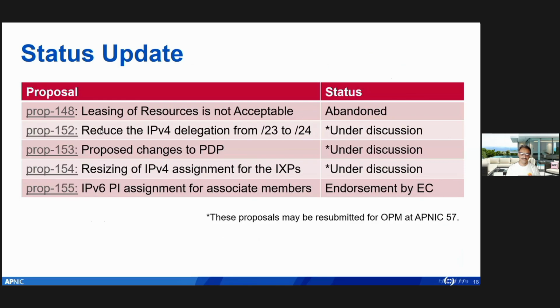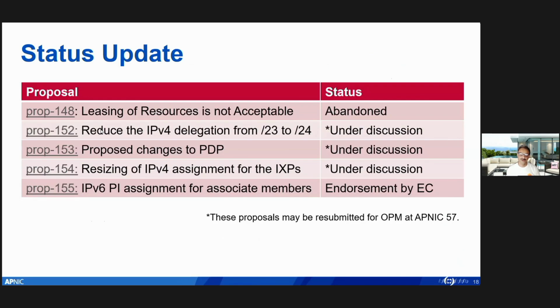The other 3 proposals, 152, 153, 154, did not reach consensus at the APNIC conference, but they are sent back to the community for discussion. So these 3 proposals may come back to the next conference with a new version based on the community feedback. The last one, 155, is sent to the APNIC Executive Council members for their endorsement. And we are waiting for the APNIC EC to endorse that proposal. I don't know what would be their call on that proposal, so I'm waiting for them to let me know. So this is the status of the proposals.